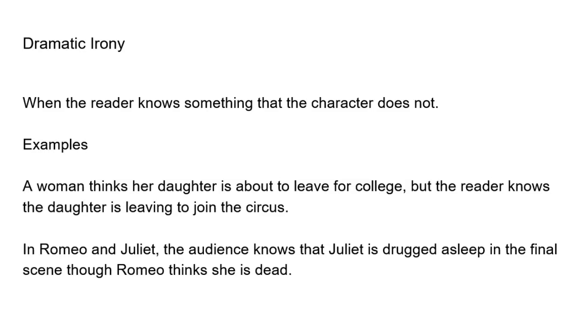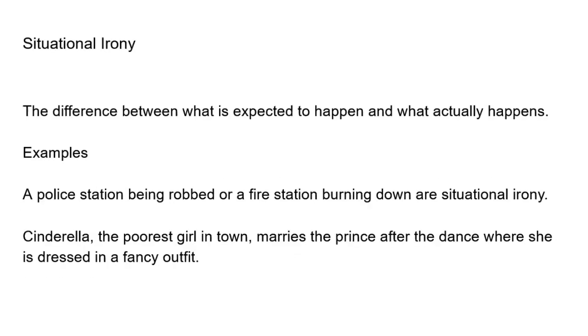So in the play Romeo and Juliet, the audience knows that Juliet is drugged to sleep in the final scene, though Romeo thinks that she is actually dead. Again, example of dramatic irony where the reader knows something that the character in the story does not. Let's take a look at one more example here. We're going to look at situational irony.